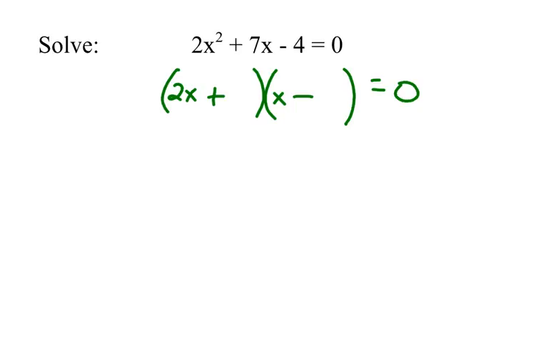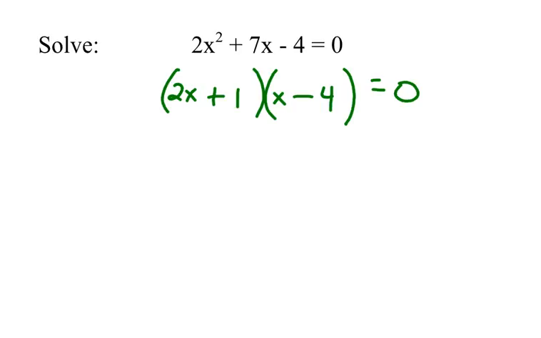Remember, the outside-inside is going to combine to give us that positive 7x. So in this case, I know that if I do 4 times 2, that'll give me 8. And then 1 times 1 will give me 1. 8 minus 1 would give me 7. So I'm going to go 4 here and 1 here.